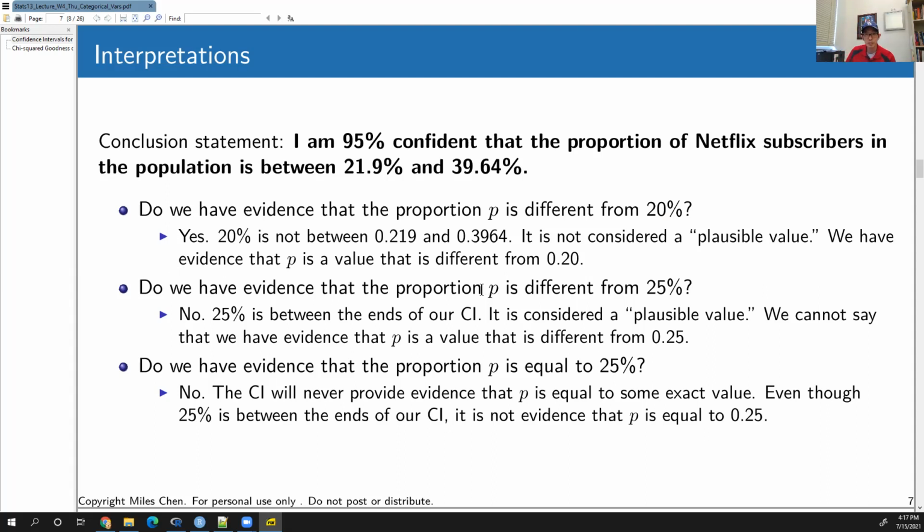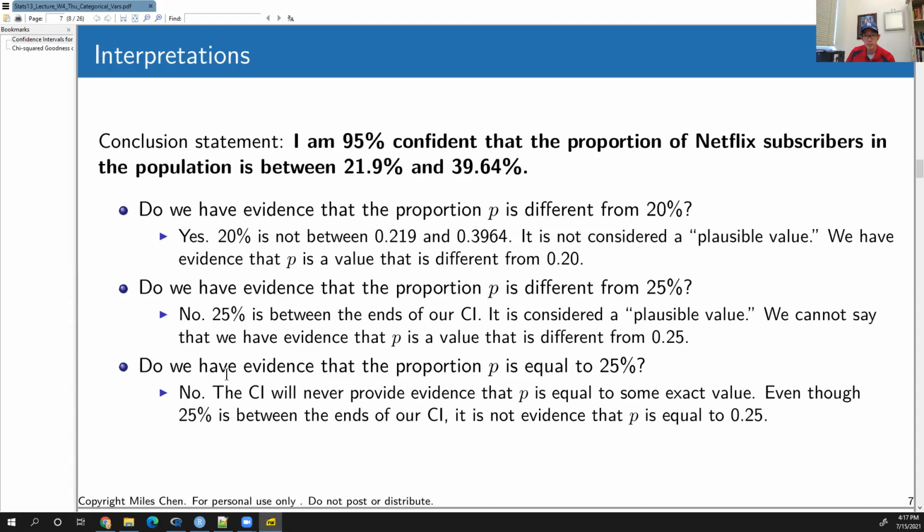Okay, do we have evidence that the proportion is different from 25%? Okay, and so 25% is inside the interval, so it would be considered a plausible value. So we cannot reject 25% as a possibility, right? So we're going to say we do not have evidence, or we cannot say that we have evidence that the proportion is different from 25%.